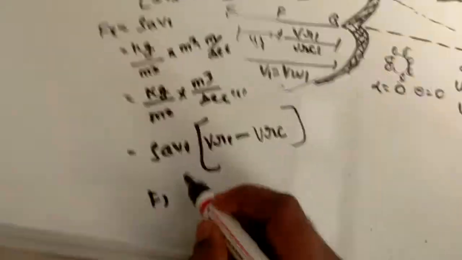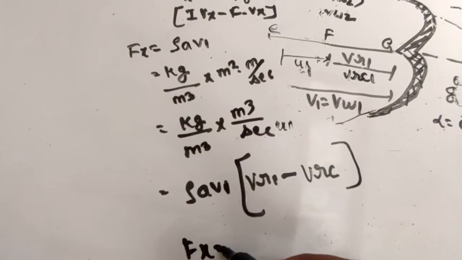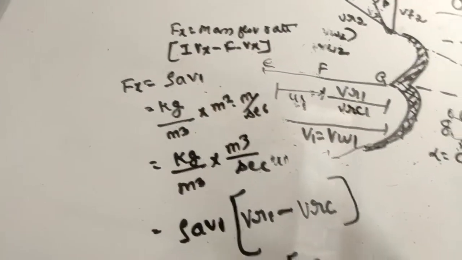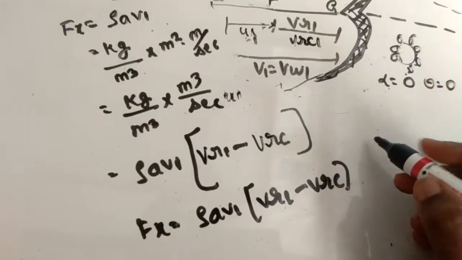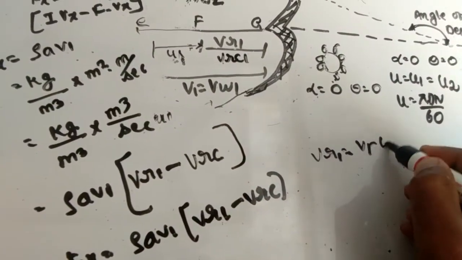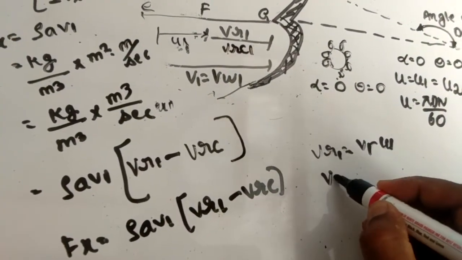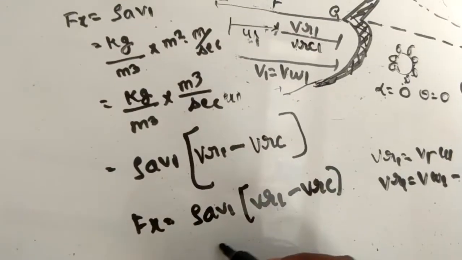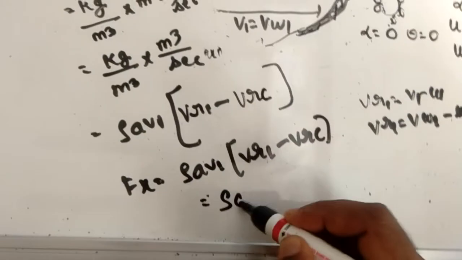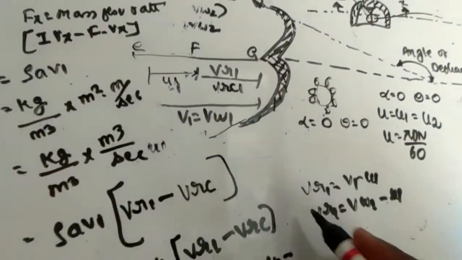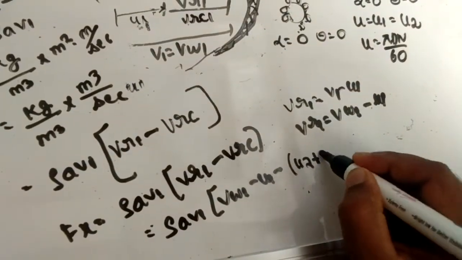Then Fx is equal to rho a v1 times (VR1 minus VRC). What is VR1? We take VR1 is equal to V1 minus U1. We already discussed VR1 is equal to VW1 minus U1, so we can write it. So here rho a v1 (VW1 minus VRC), and VRC is U2 plus VW2.